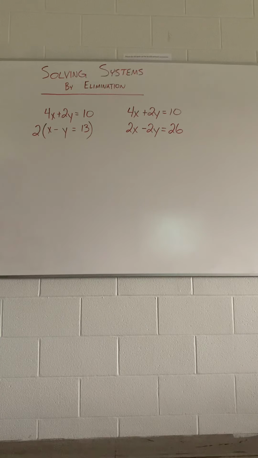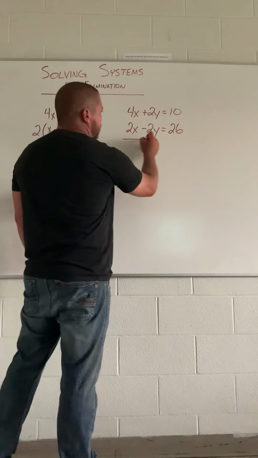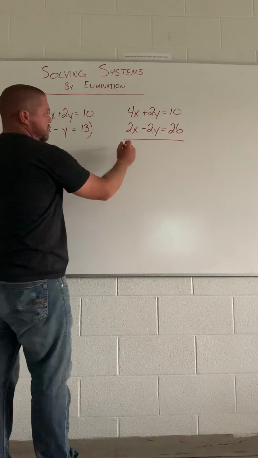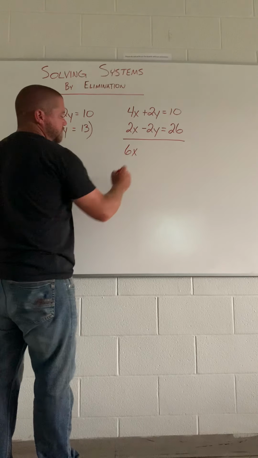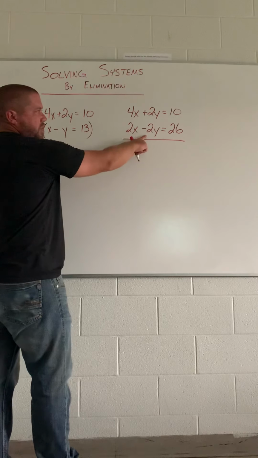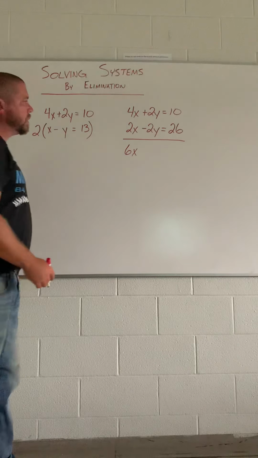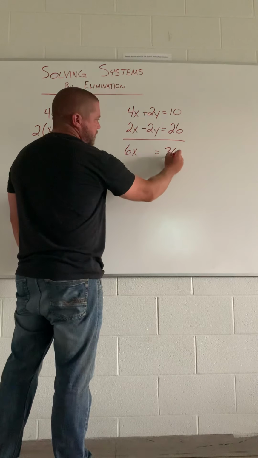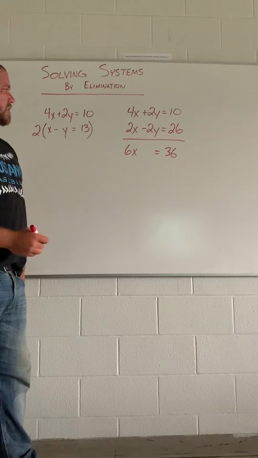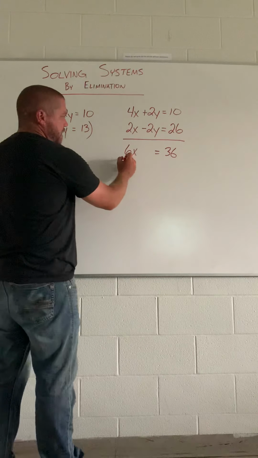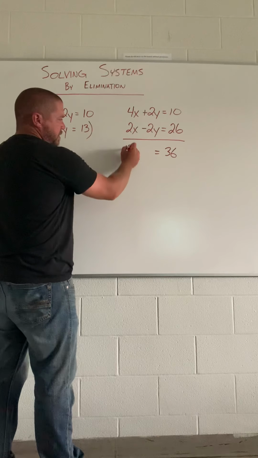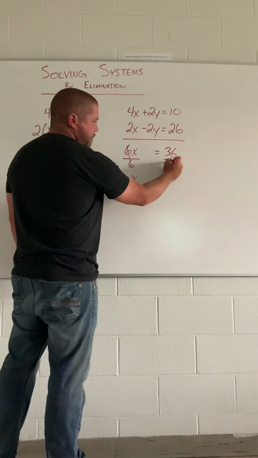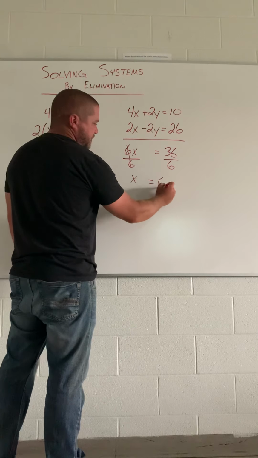Okay, from here we just combine the two equations. 4x and 2x, it's a positive 4x and a positive 2x. So if I combine those, I get a positive 6x. Positive 2y and negative 2y, they cancel out to 0. 10 and 26 combined gives me 36. Okay, in this case, I can now solve for x. 6 times x divided by 6 is going to give us just x. But since I divided by 6 there, I have to divide by 6 here. 36 divided by 6 is 6.